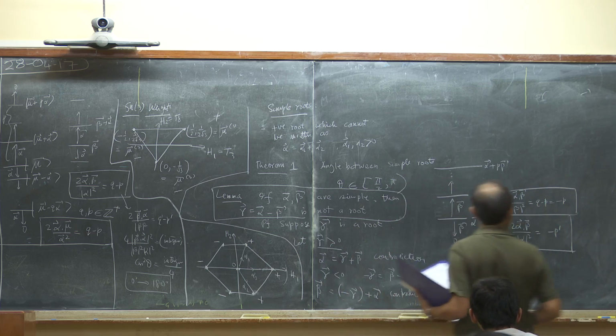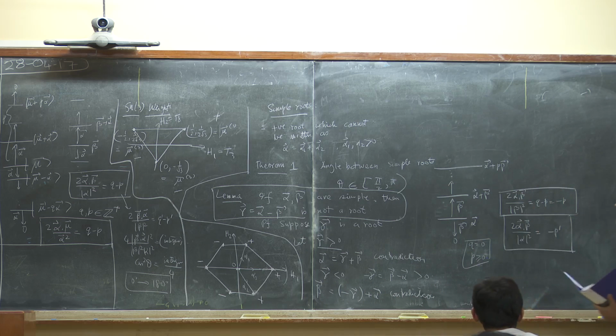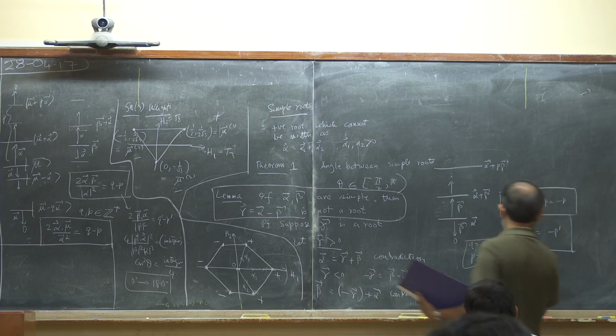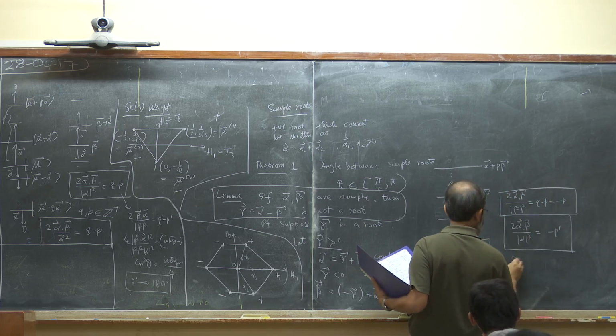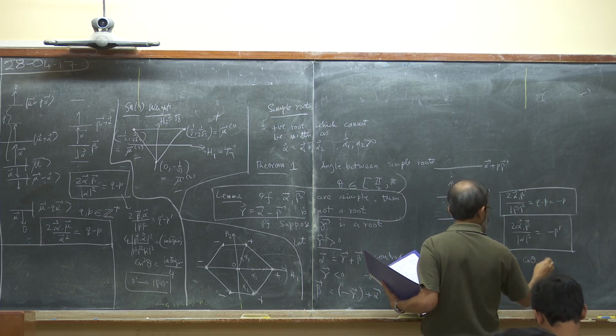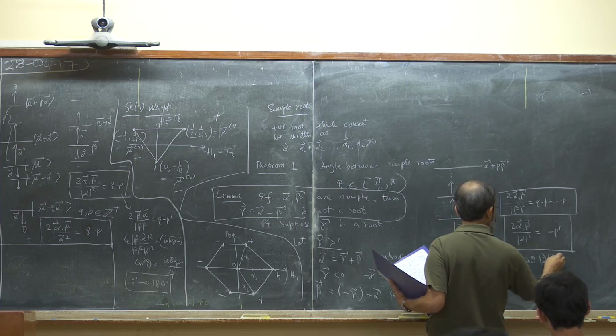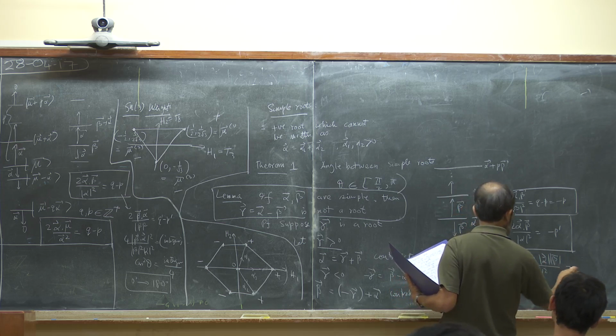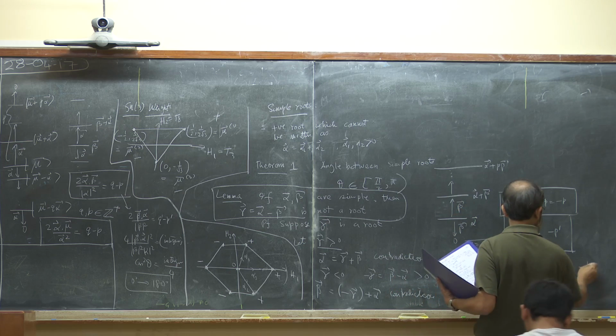So first of all, what does it say about cosine theta? It says cosine theta has to be negative. That much is clear. So let me also write down a little bit better. Alpha dot beta: this combination says it is 2 cos theta alpha beta divided by beta square, that is equal to minus p.